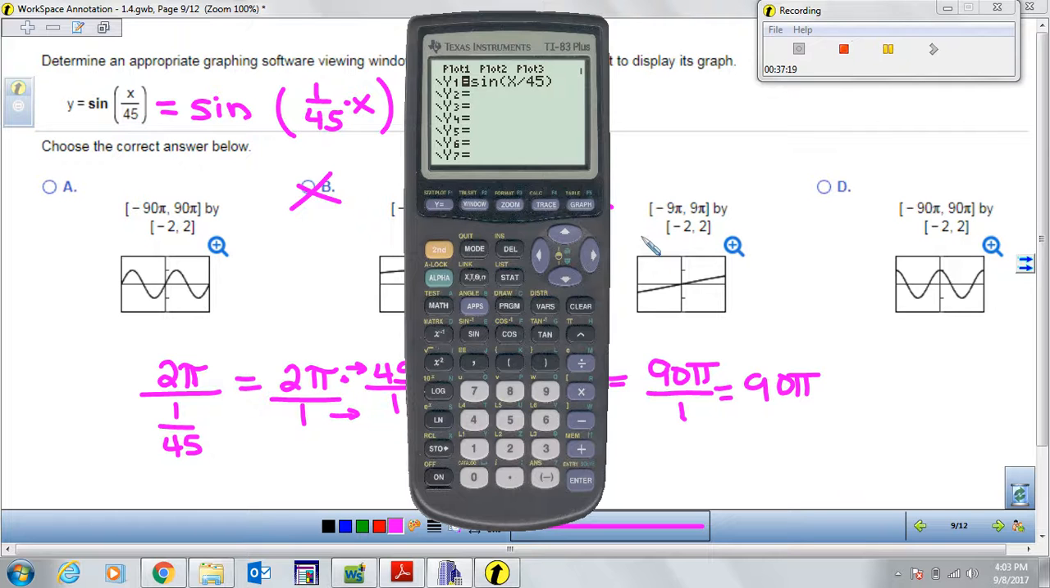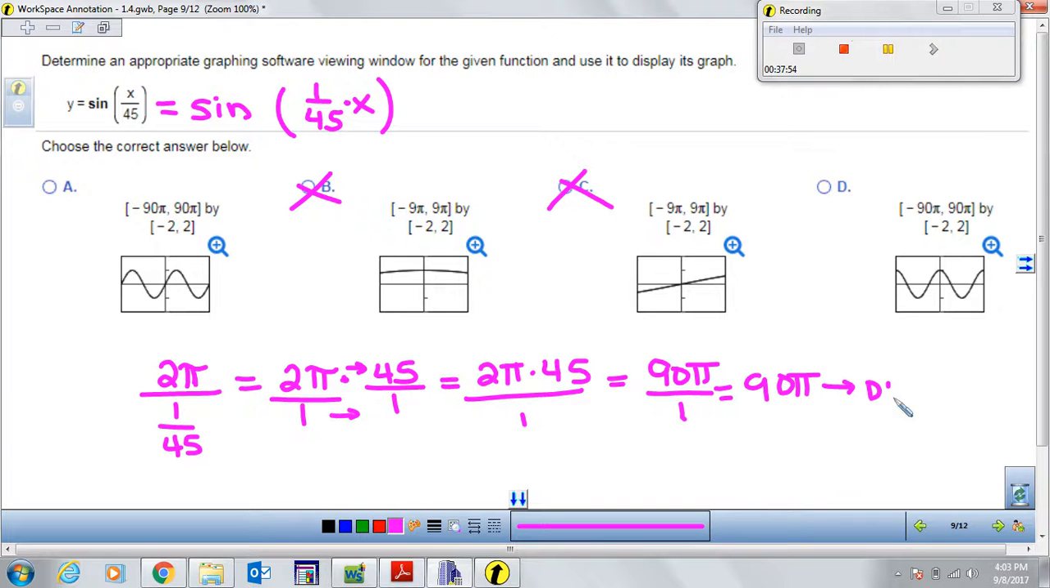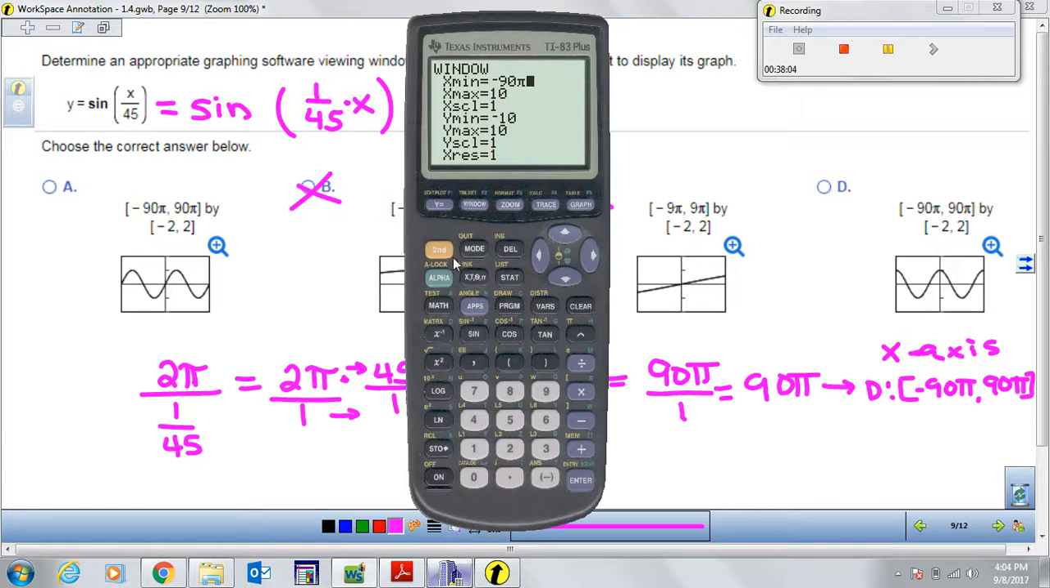What do we see? Which is not very good. We cannot really tell what's going on. Looks like there's a lot missing from this graph. So go to the window, put from negative pi, I forgot to write that down by the way, that the domain here would be from negative pi to 90 pi, right, for the x-axis. Here 90 pi.